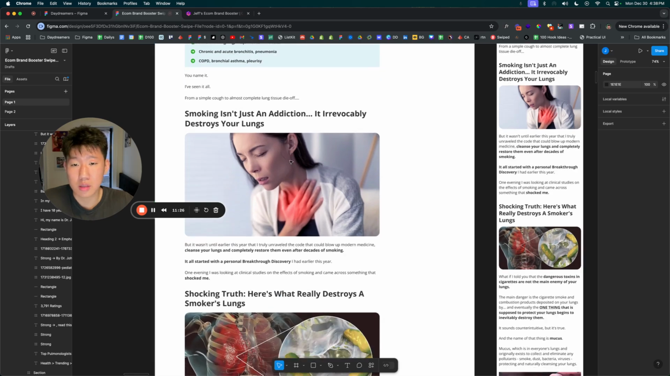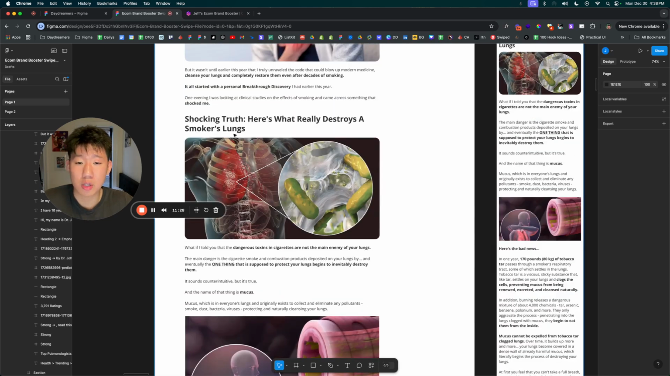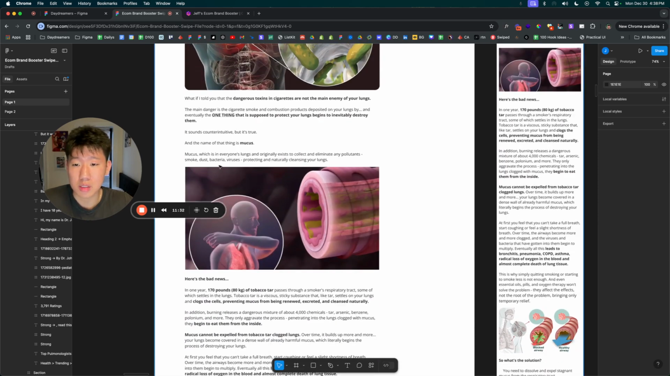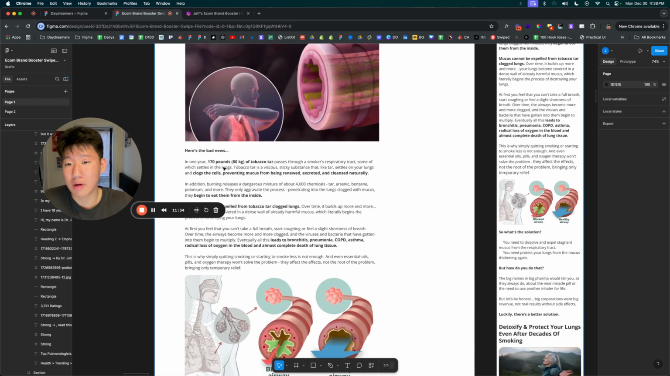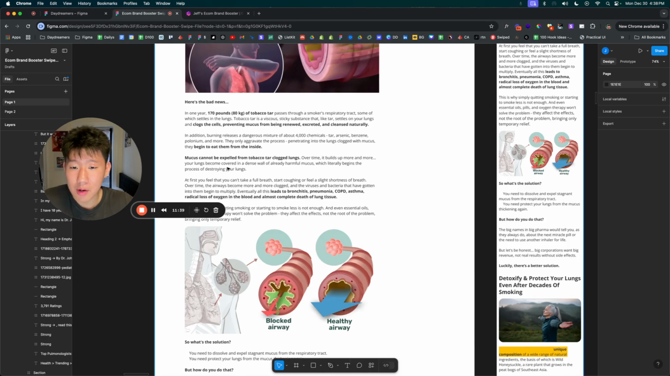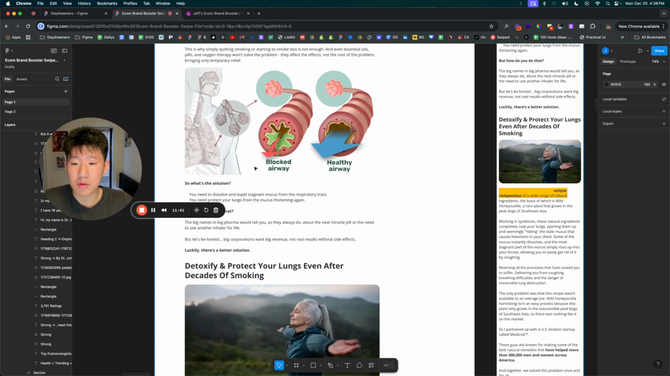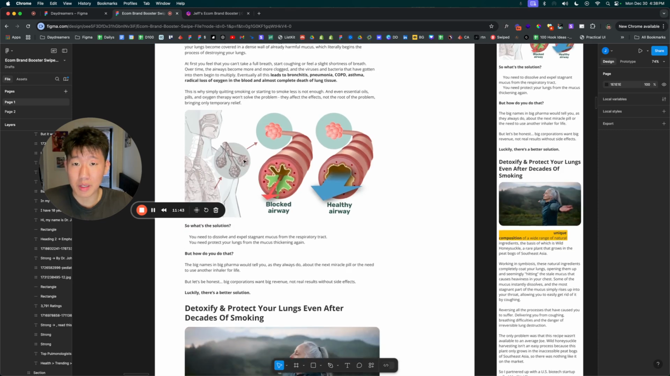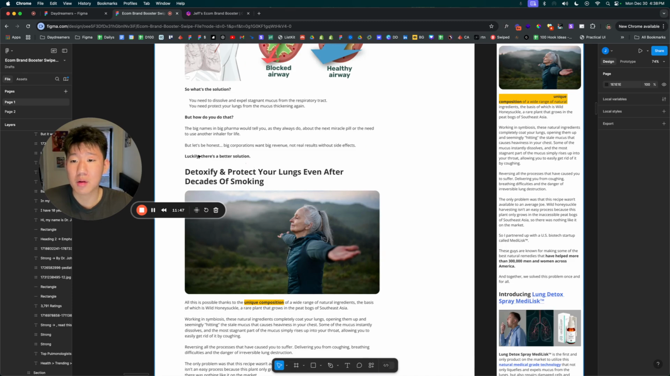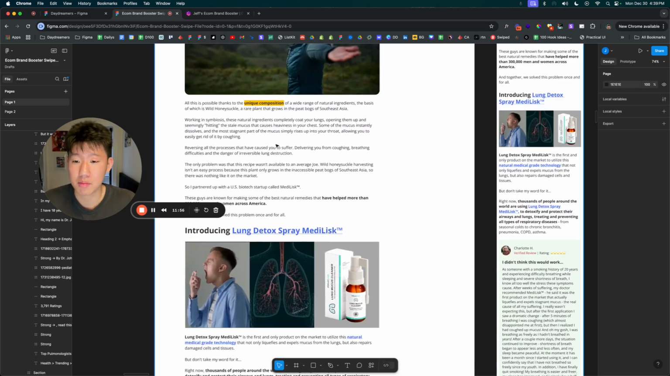Smoking destroys your lungs, right? Here are all the problems. Here's what really destroys it: it's all this stuff. It's mucus, bacteria, viruses, right? And it's not being cleaned out. Here are all the different problems. We're making it real, almost scaring them. And then luckily there's a better solution. So again, we're introducing the solution after we agitate that problem.